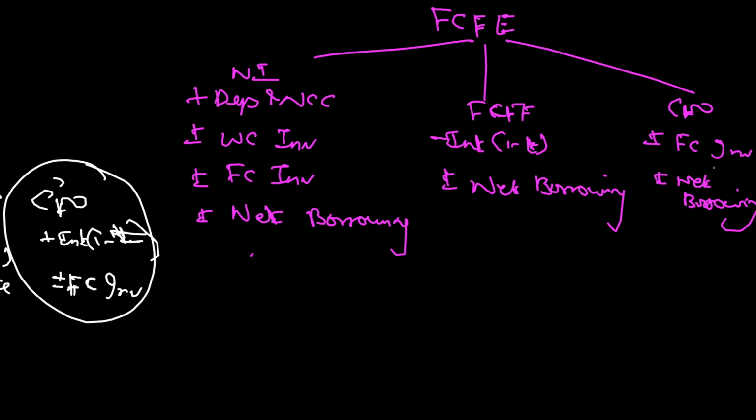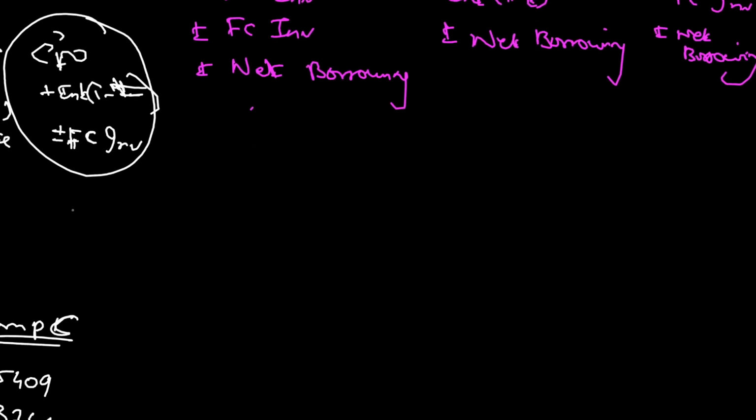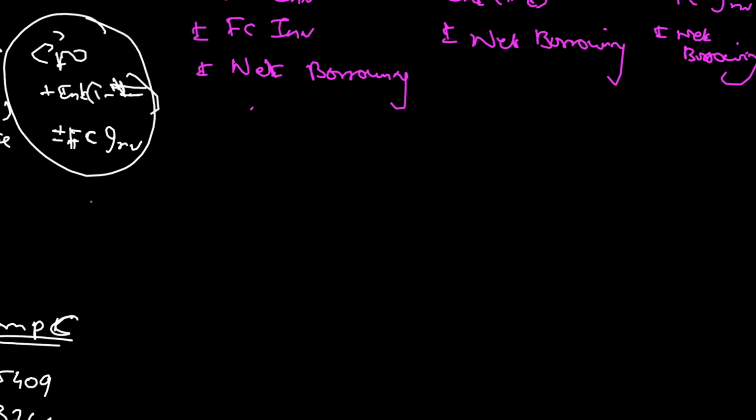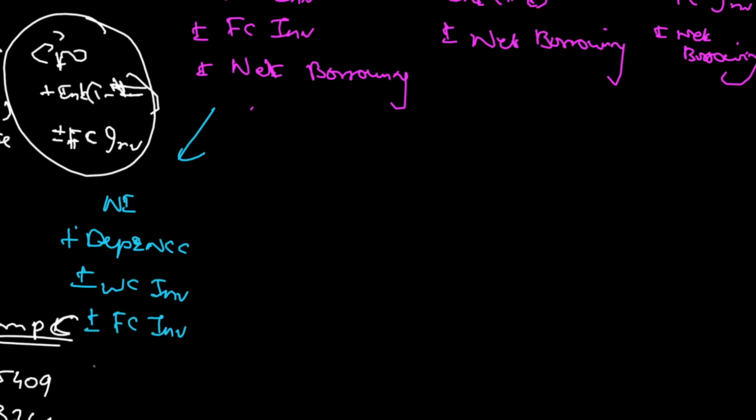Let me use the first method now. So I'll write the formula here. So first one, net income plus depreciation and non-cash charges, other non-cash charges, plus or minus working capital investments plus or minus fixed capital investments plus or minus net borrowing.